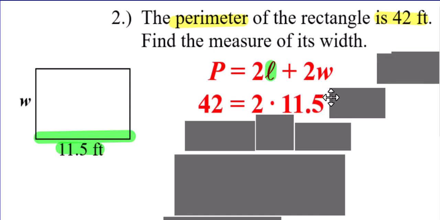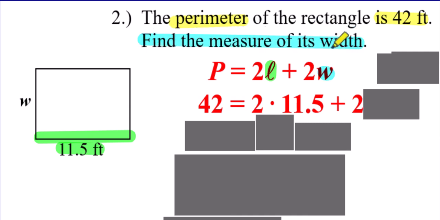Now, there's still more. We still got a plus. Don't lose this plus. Don't lose this 2. They don't disappear for no good reason. What about the W? Do we know what the W is? We don't. The problem literally said, find the measure of its width. And you can see on the drawing, it's even labeled the width. So we were never told what the width is. So that's still going to be W.